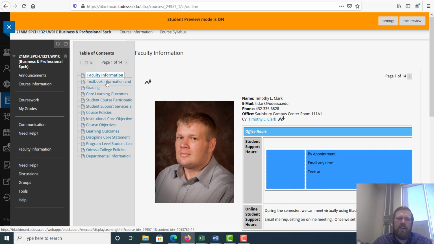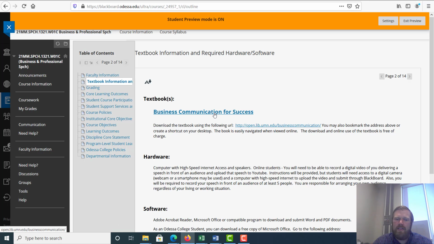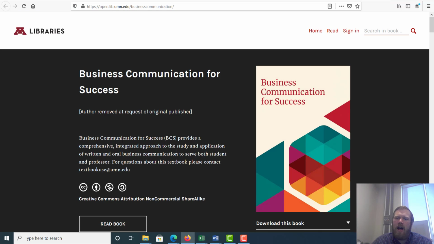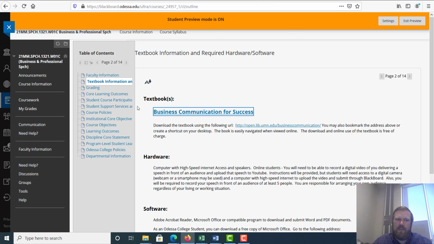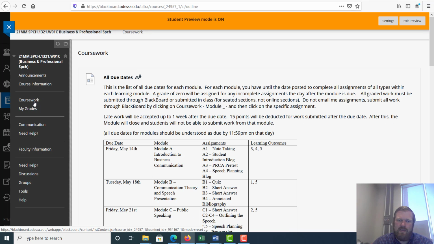One thing we will look at on here is the textbook information. This is the textbook right here. Good news, it is completely free. I have a few links for this throughout the course, but if you need it, you can always go back to the syllabus and click on textbook information. But let's jump right into it.